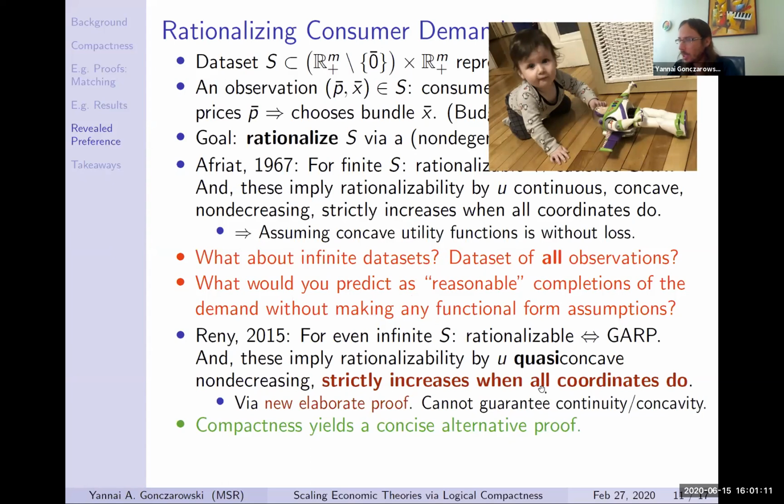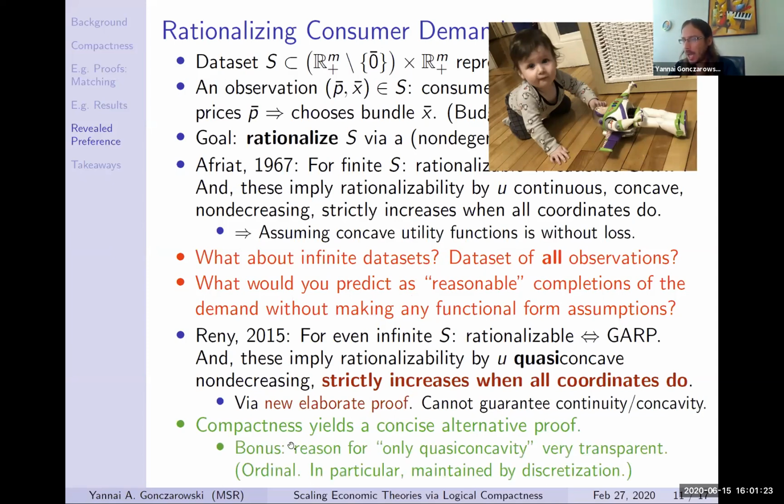And compactness gives us a concise alternative proof of the entire force of Rennie's theorem. Everything you see here, quasi-concavity, non-decreasing, everything, in a fraction of the pages. And as a bonus, it's really, really crisp where quasi-concavity comes from here. Maybe for Phil, it's also crisp from his proof. For my intuition, this solved that problem as well. And the answer is because quasi-concavity is ordinal and concavity is not ordinal, and particularly quasi-concavity is maintained by discretization.